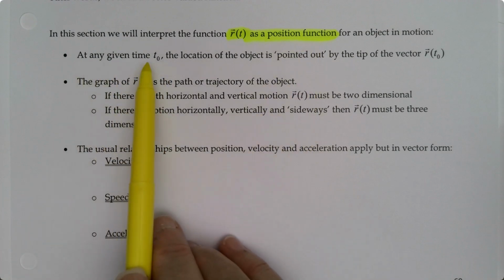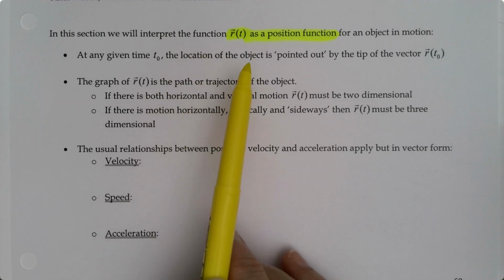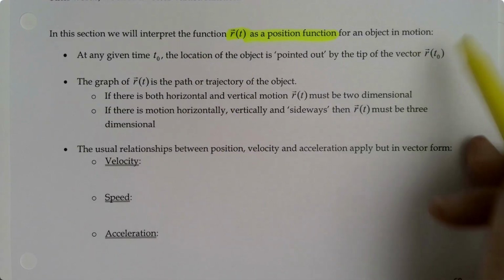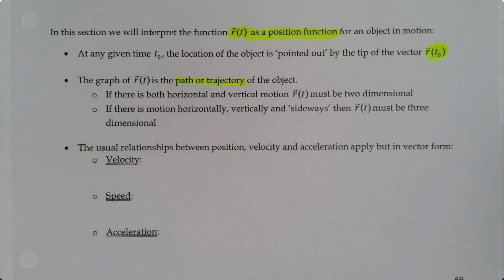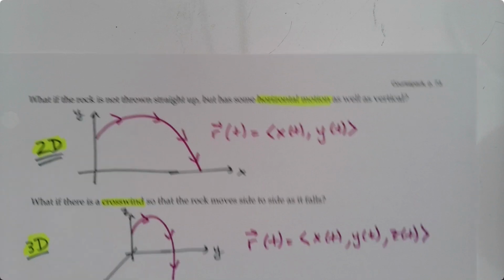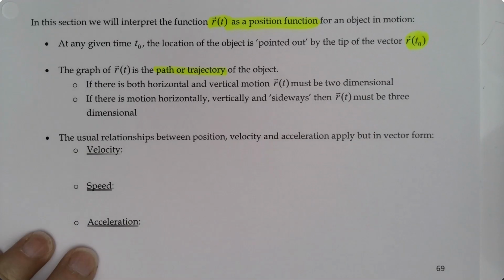So at any given time t0, the location of the object is pointed out by the vector r of t0, where r is a vector, which isn't too big of a deal. We've seen the points is not a big deal when you substitute a particular value in. Then the graph of r of t is the path or trajectory of that object. It's going to have horizontal and vertical motion, like this example right here. So if it has horizontal and vertical, then that's two-dimensional.